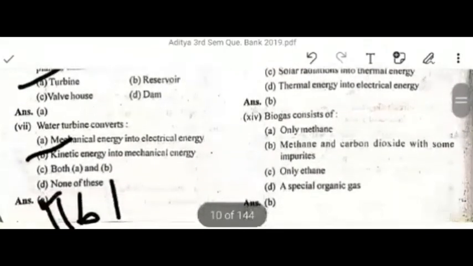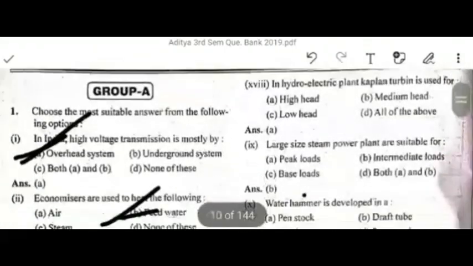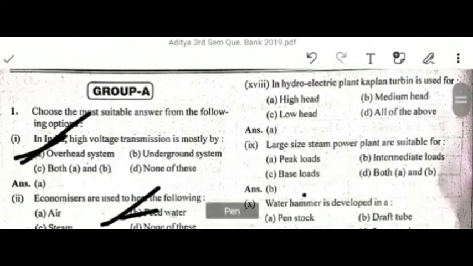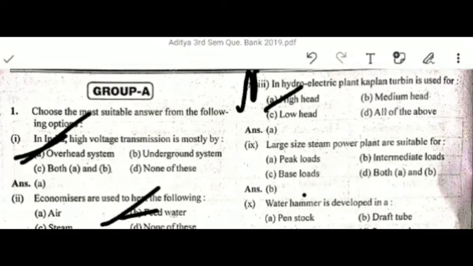Now in question number 8, the question should be: in a hydroelectric plant the Kaplan turbine is used for? In a hydroelectric power plant the Kaplan turbine is used for low head. For low head the Kaplan turbine is used in a hydroelectric power plant.